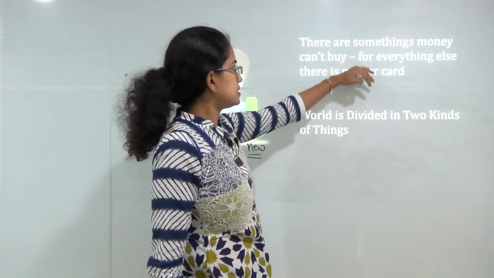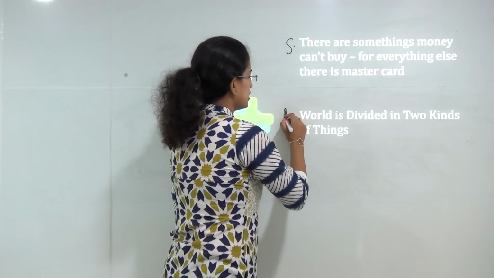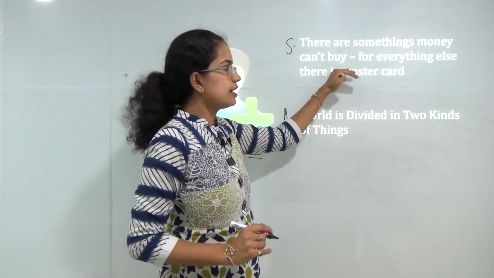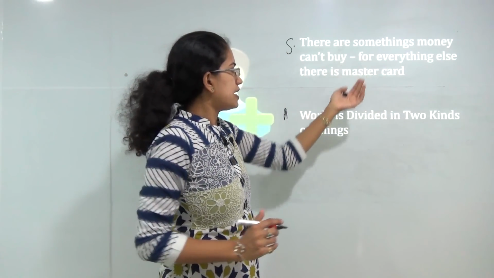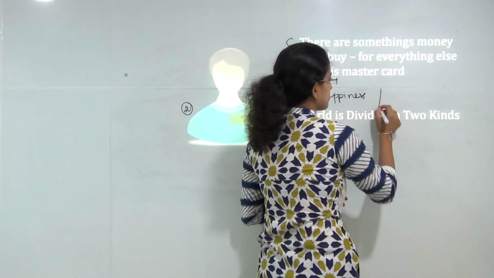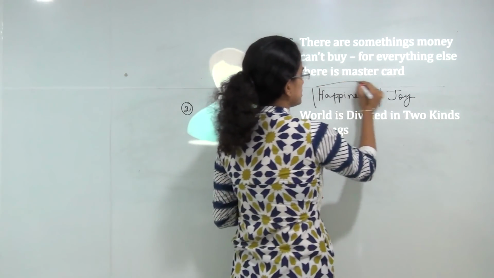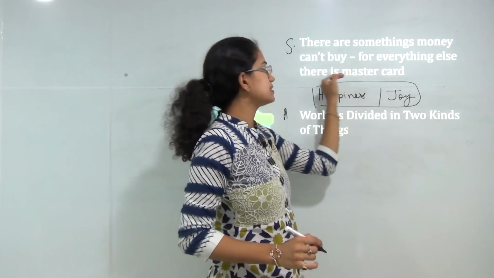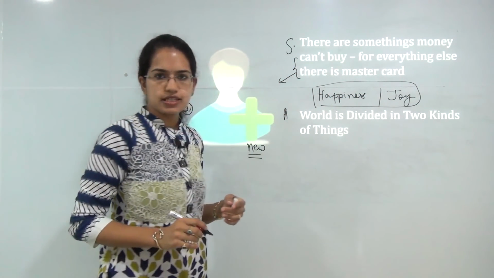So this is the statement and this is the assumption. The statement says, there are some things money can't buy. For everything else, there is a MasterCard. What does this mean? If I say happiness, if I say joy, these are things, for example, that money cannot buy, but for everything else, there is a MasterCard. That means everything else can be purchased in monetary terms.